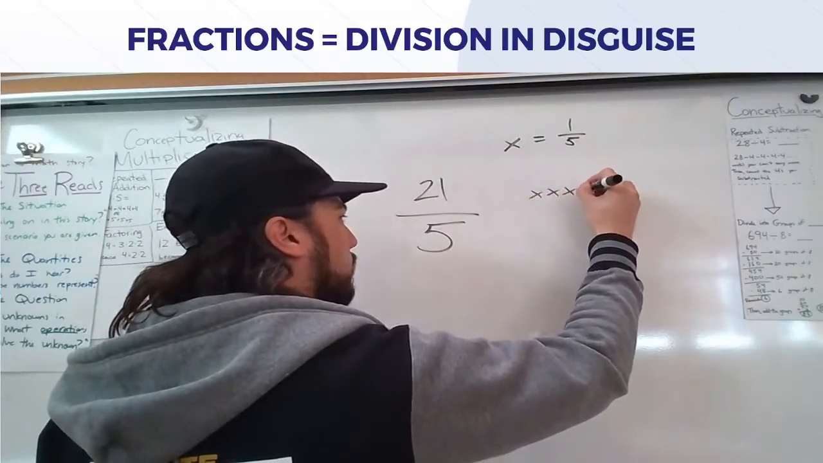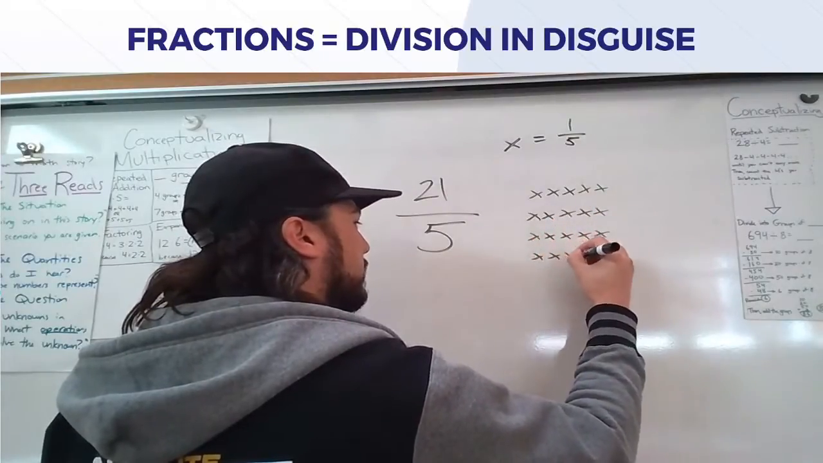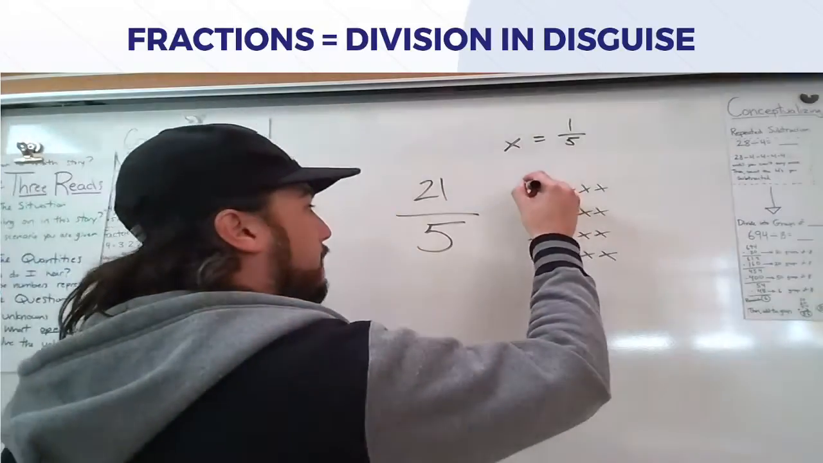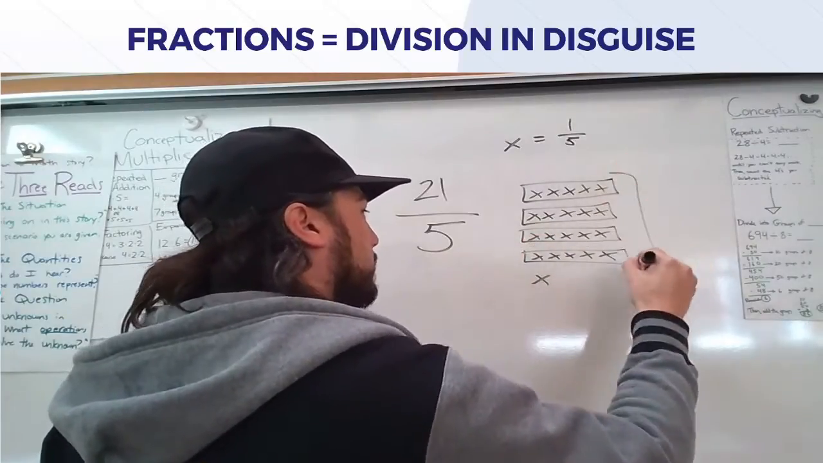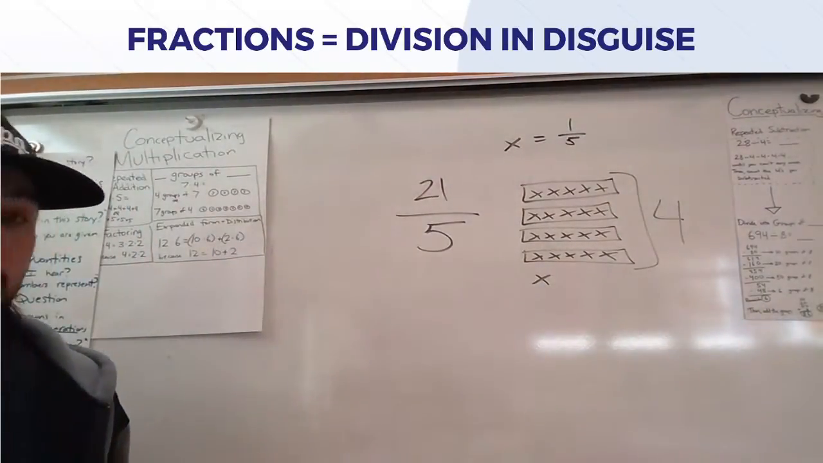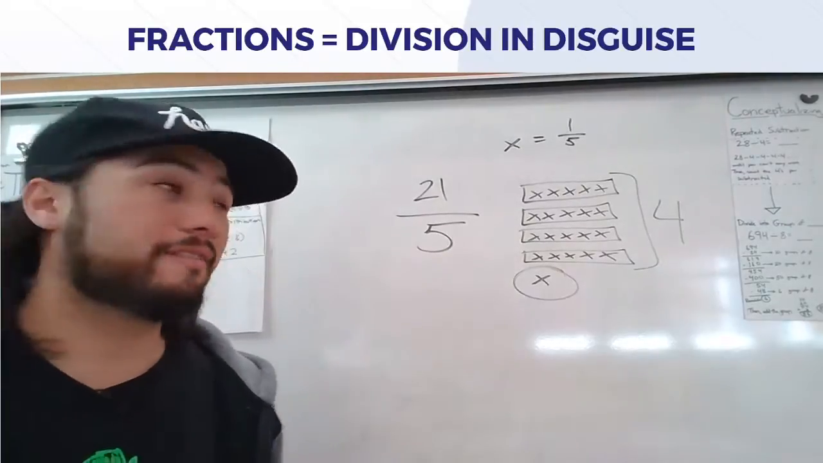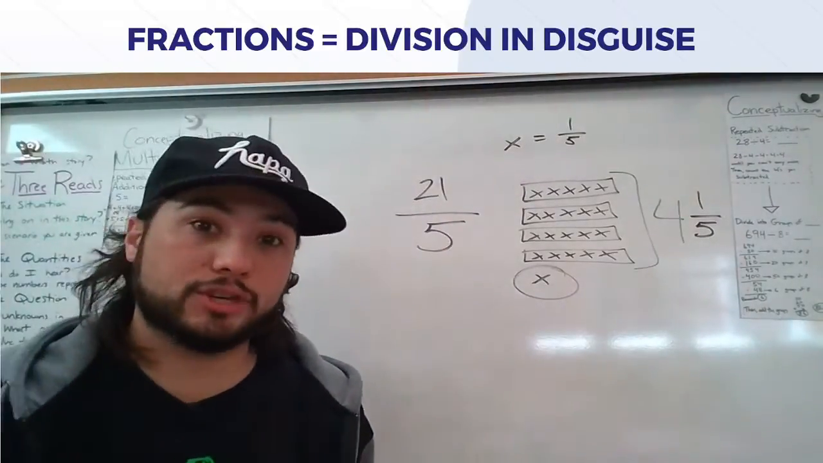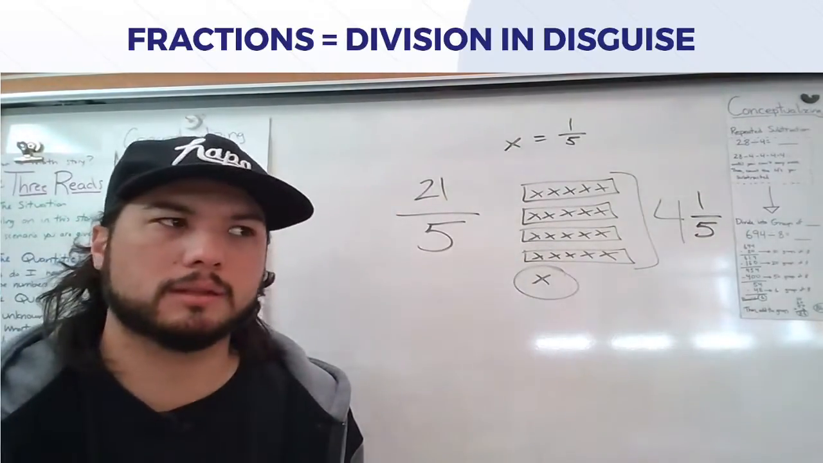1, 2, 3, 4, 5, 6, 7, 8, 9, 10, 11, 12, 13, 14, 15, 16, 17, 18, 19, 20, 21. So now, how many groups of 5, how many 5 fifths do I have? Same as last problem, I've got 4 whole groups. 4 groups of 5 fifths, or 4 ones. With what left over? 1 what? 1 fifth. Exactly. We are officially making the switch here from saying 4 remainder 1 to 4 and 1 fifth. It's a little more exact that way.